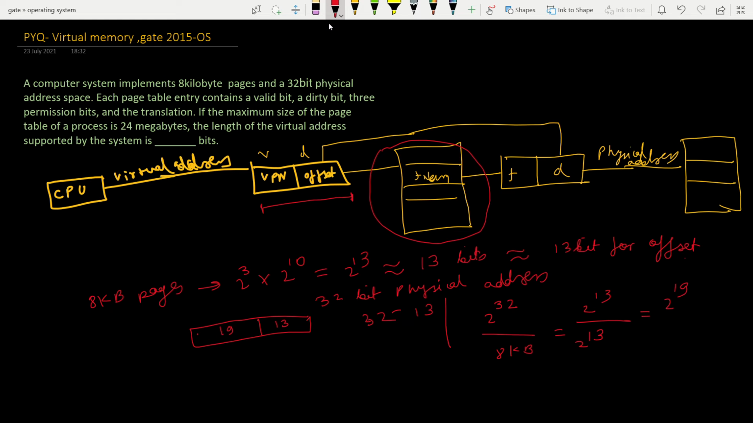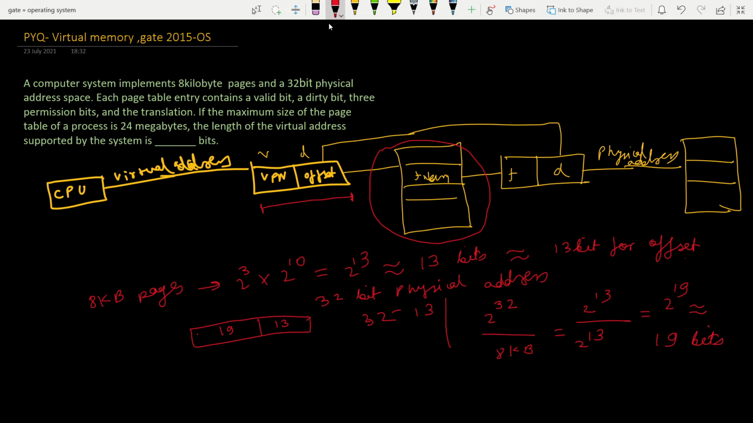We will have 2 to the power 19 frames in this physical memory for this processor. So this will roughly require how many bits? 19 bits. So you can also get this 19 bits information for the physical memory. So this is 19 bits, and it will represent 2 to the power 19 frames in the physical address.